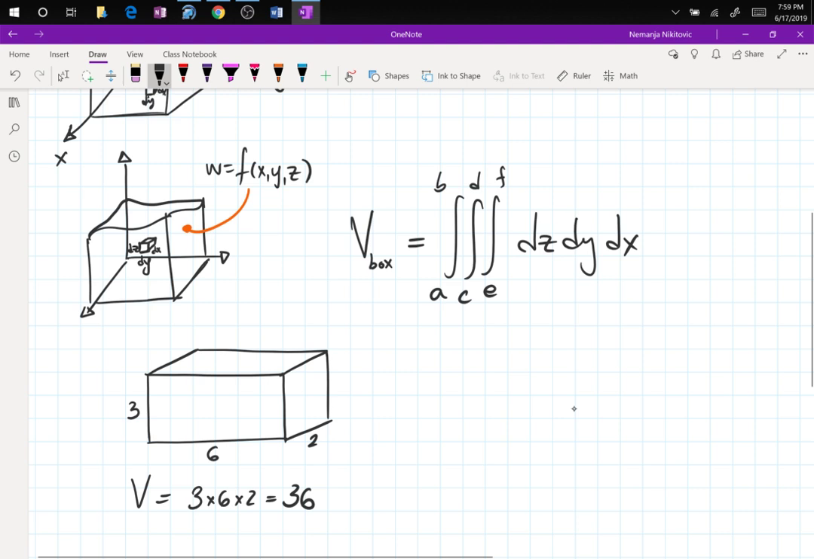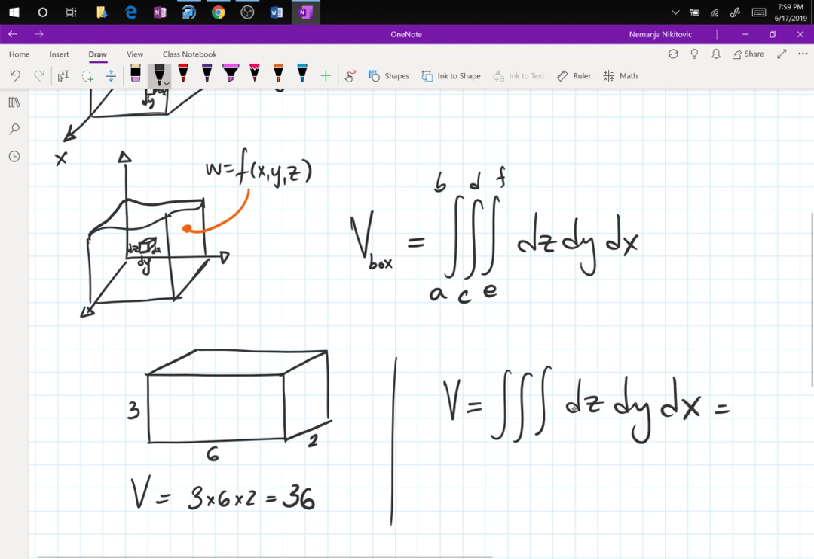Well, say no more. The volume is going to be the triple integral dz, dy, dx. Well, x is going from 0 to 2. Usually, right, our x-axis goes this way. Y is going from 0 to 6. And z is going from 0 to 3. That's usually the way we put these things together.